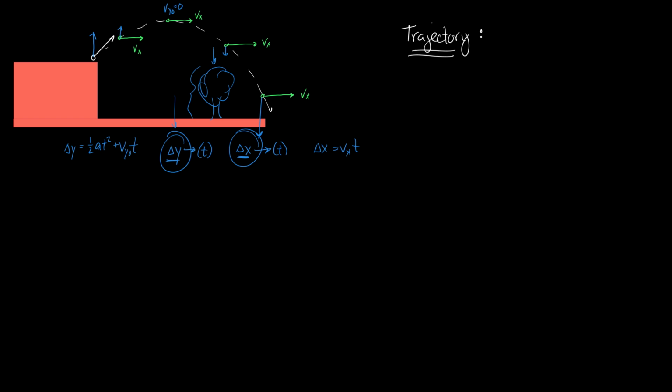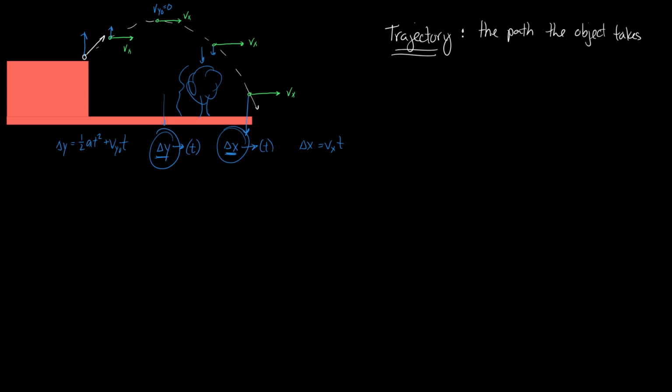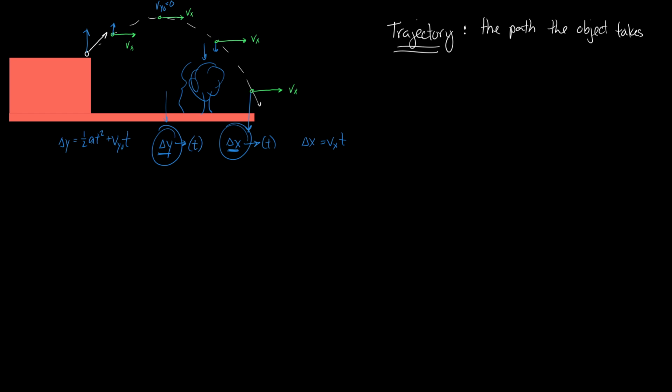It doesn't have to be predicted. The word trajectory merely means the path the object takes. We could maybe predict it, but it is the path the object takes. So when we talk about a trajectory, we're not talking about a relationship with time. We're actually talking maybe vertical displacement as a function of horizontal displacement.